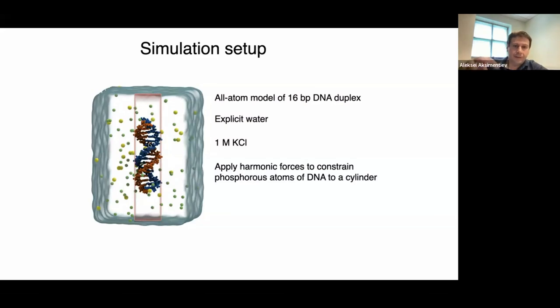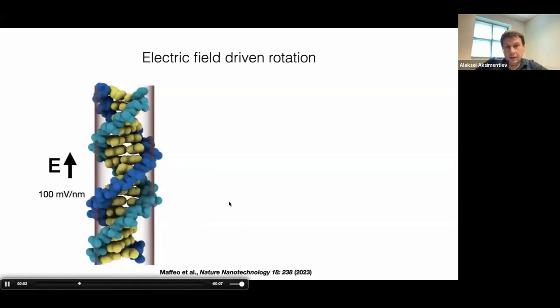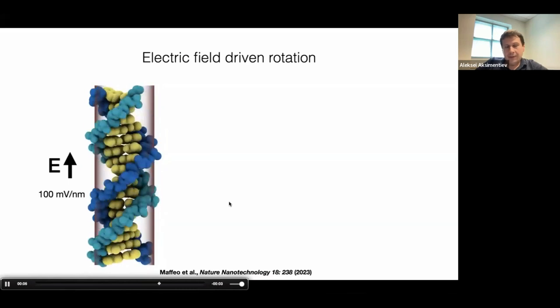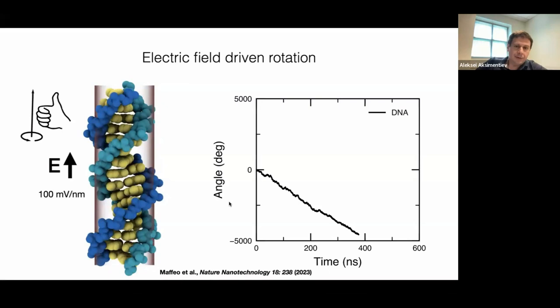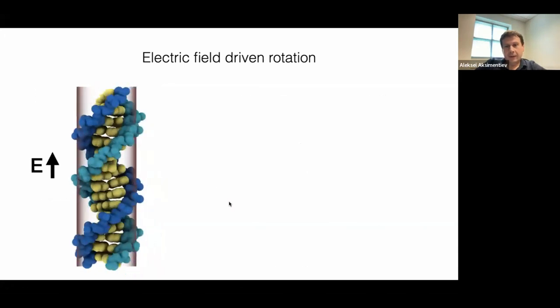And while we allow it to spin around if it wants, in whatever direction. So we apply electric field, and here's what happens. The DNA rotates. If you think about it, it rotates in the direction that you would expect it to, due to its helical pitch. Interestingly and importantly, if you don't apply electric field, it doesn't rotate. I mean, it still performs some random motion. If you switch the direction of the electric field, it rotates in the opposite direction.